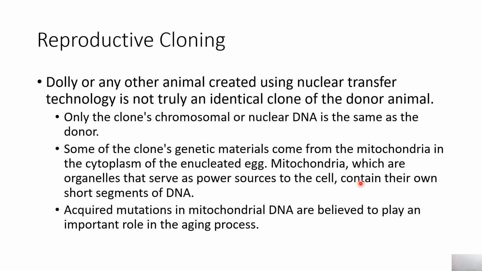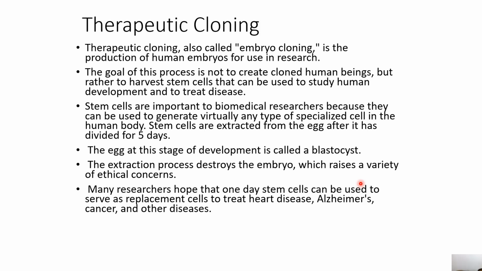Now, if we talk about reproductive cloning, Dolly or any other animal created using nuclear transfer technology is not truly an identical clone of the donor animal. Only the clone's chromosomal or nuclear DNA is the same as the donor. Some of the clone's genetic material comes from the mitochondria in the cytoplasm of the enucleated egg. Mitochondria, which are organelles that serve as power sources to the cell, contain their own short segments of DNA. Acquired mutations in mitochondrial DNA are believed to play an important role in the aging process.